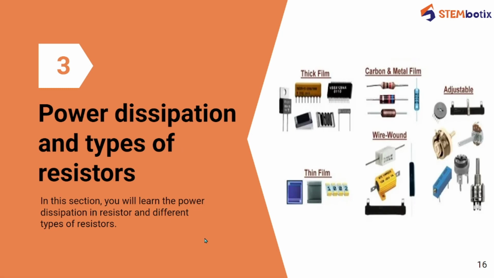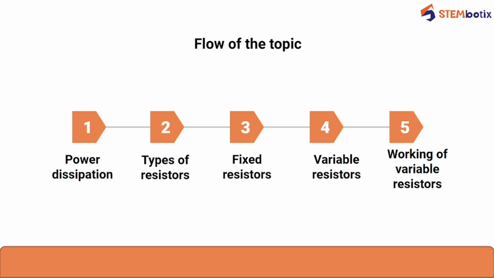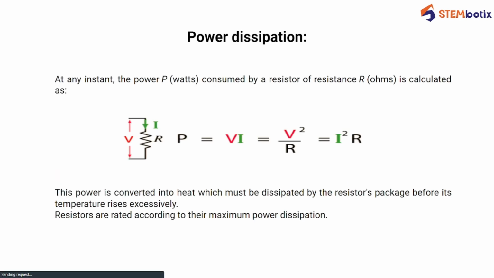Now let us see the third part of this particular session, which is power dissipation and different types of resistors. The flow of this topic would be the power dissipation, different types of resistors, then we will see fixed type of resistors, then variable resistors and working of variable resistors. So first we will see the power dissipation. Basically, power dissipation is nothing but wastage of some kind of power because of a resistor in a circuit.